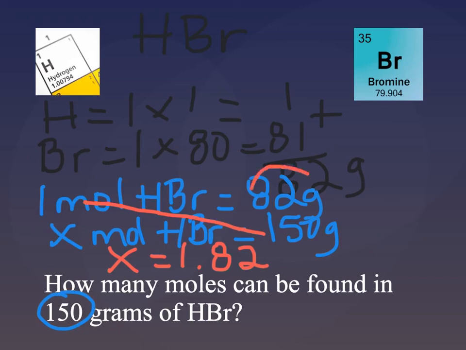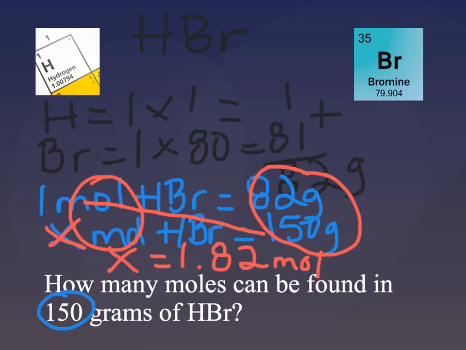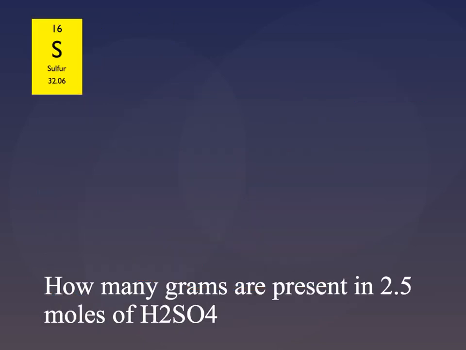Remember, we have the grams in the same column and moles in the same column again. And our X number is in moles, so 1.82 moles, and then I circle the correct answer. It is not that difficult. Now the question is how many grams are present in 2.5 moles of sulfuric acid. Let's do it together again.